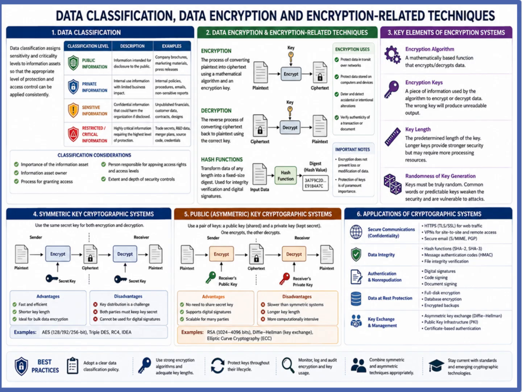Asymmetric encryption, also called public key cryptography, uses two keys, a public key and a private key. One key encrypts the data and the other decrypts it. This approach supports secure key exchange, digital signatures, authentication, and non-repudiation. Examples include Rivest-Shamir-Adleman, Diffie-Hellman, and elliptic curve cryptography.